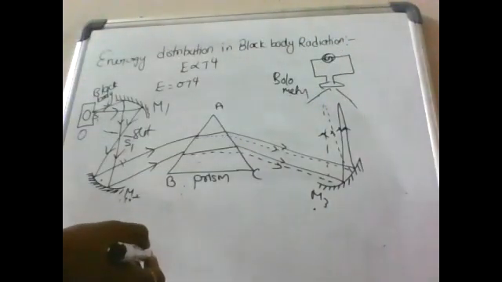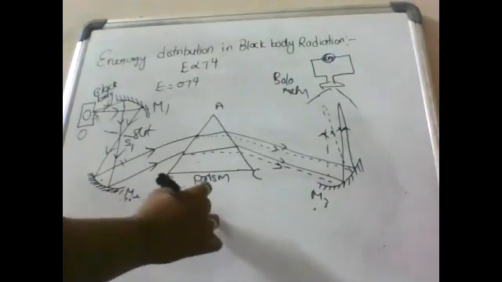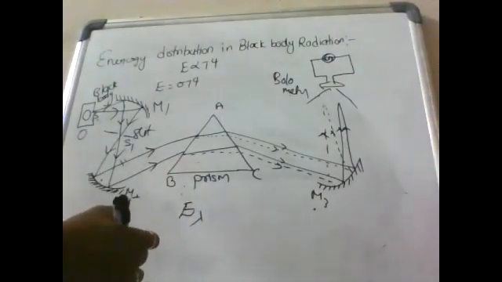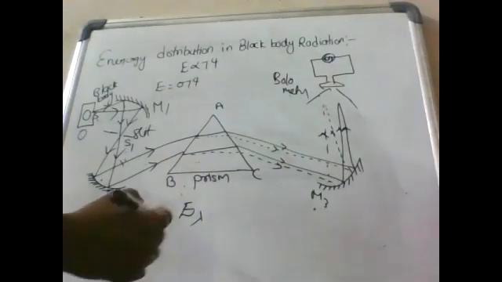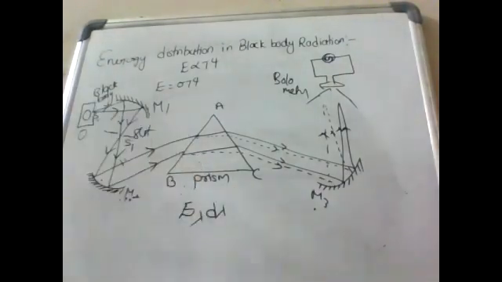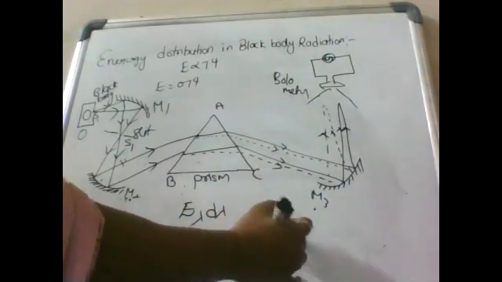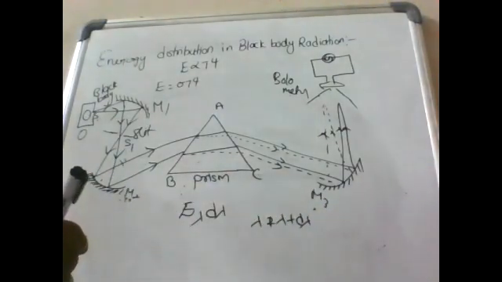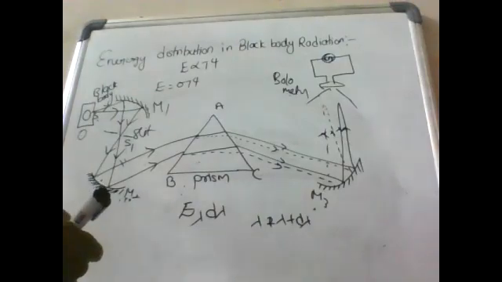The deflection produced in the galvanometer gives the intensity of radiation, capital E suffix lambda. This is defined such that the quantity E suffix lambda d lambda is the energy for wavelength lying between lambda and lambda plus d lambda, emitted per second per unit surface area of the black body.